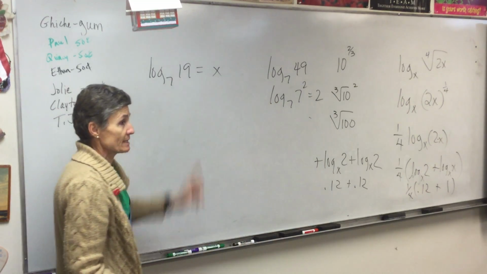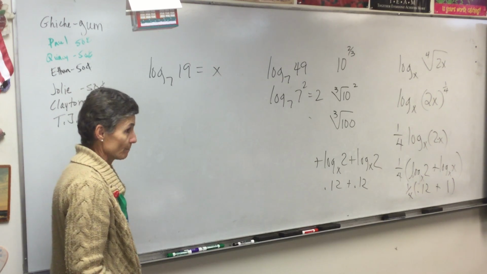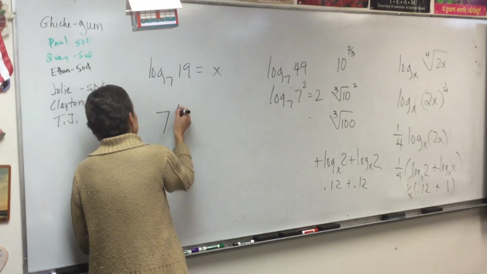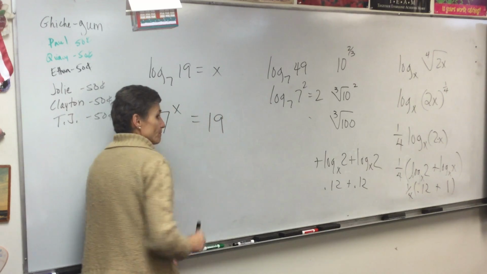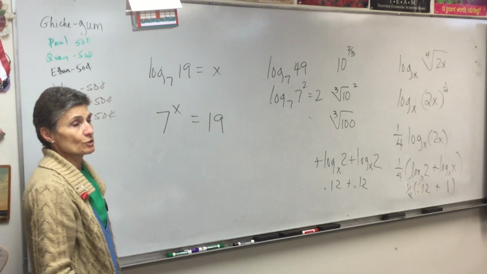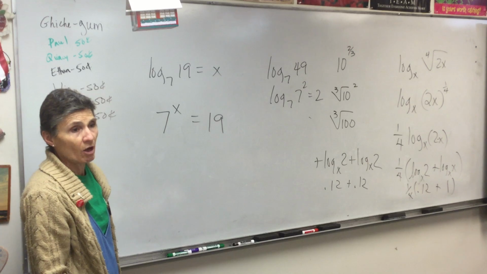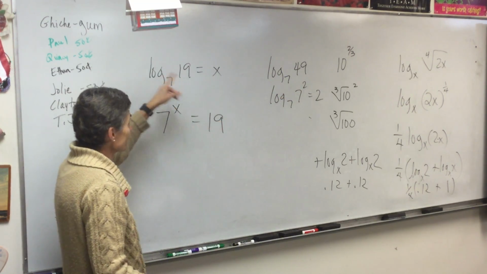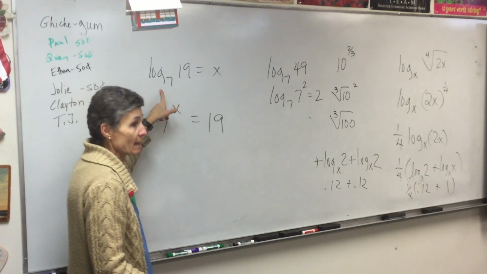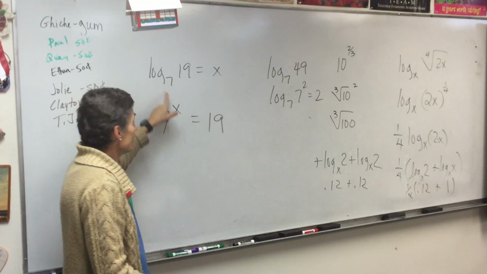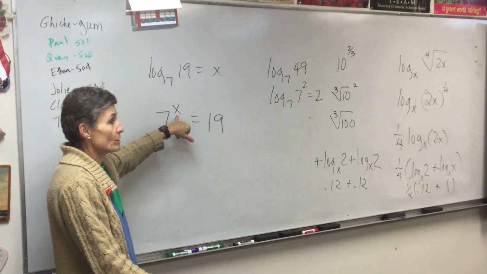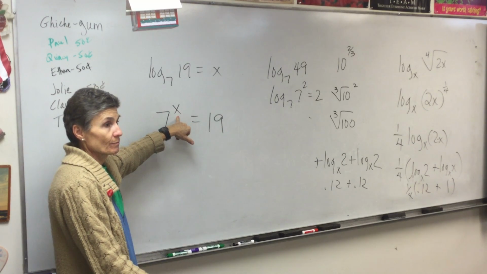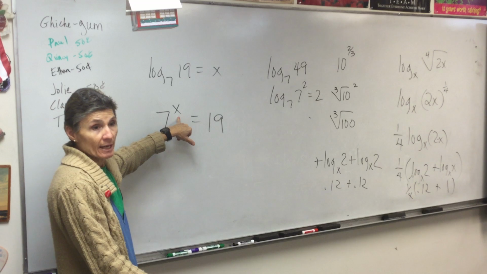I can't do that with 19, so what am I going to do? I'm going to rewrite it in its exponent form. Boys and girls, you cannot deal with base 7 logarithms unless you have this special thing going on. If you don't have that special thing going on, you've got to get rid of that base 7 logarithm. But now, notice where my variable is. Where is it? An exponent.